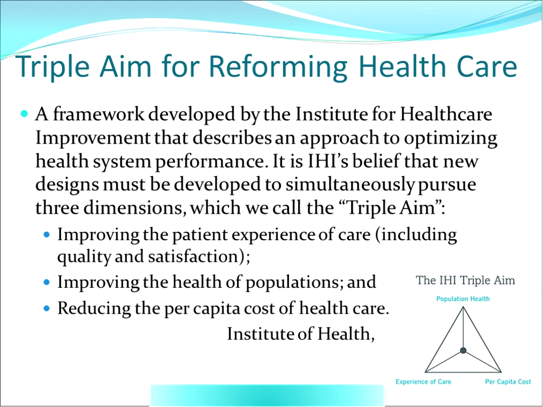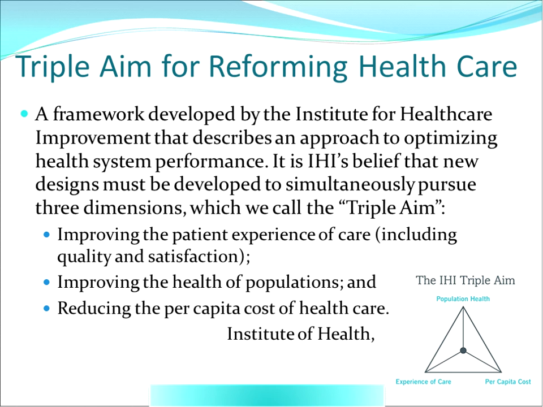Now, there's a triple aim for reforming health care, and this was put out by the Institute for Healthcare Improvement. The framework describes an approach to optimizing health system performance. It is the IHI's belief that new designs really need to be developed to simultaneously pursue three dimensions. That's what they call their triple aim. Now, I have a picture down in the right-hand corner that talks about this triple aim.